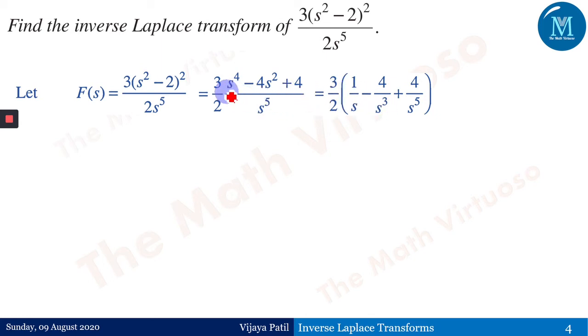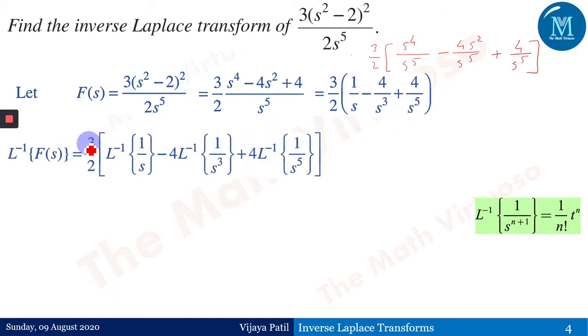I can do that. It is s to the power 4 upon s to the power 5 minus 4 s square upon s to the power 5 plus 4 upon s to the power 5. As an in-between step, it is 3 by 2 times s to the power 4 upon s to the power 5 minus 4s square upon s to the power 5 plus 4 upon s to the power 5. This way we have s to the power 4 in the numerator and s to the power 5 in the denominator, and therefore we have just 1 by s. Similarly here, 4s square upon s to the power 5 gives 4 upon s cube, plus 4 upon s to the power 5.